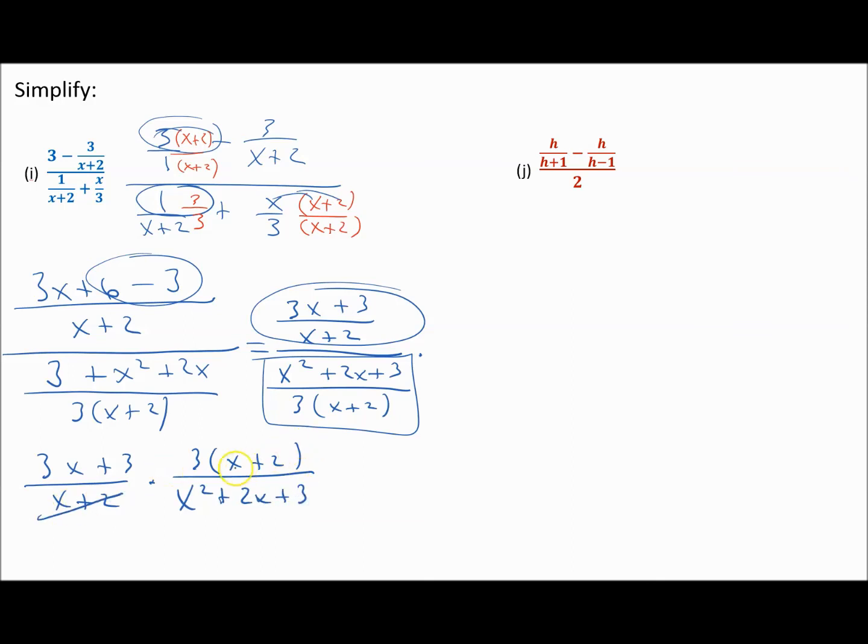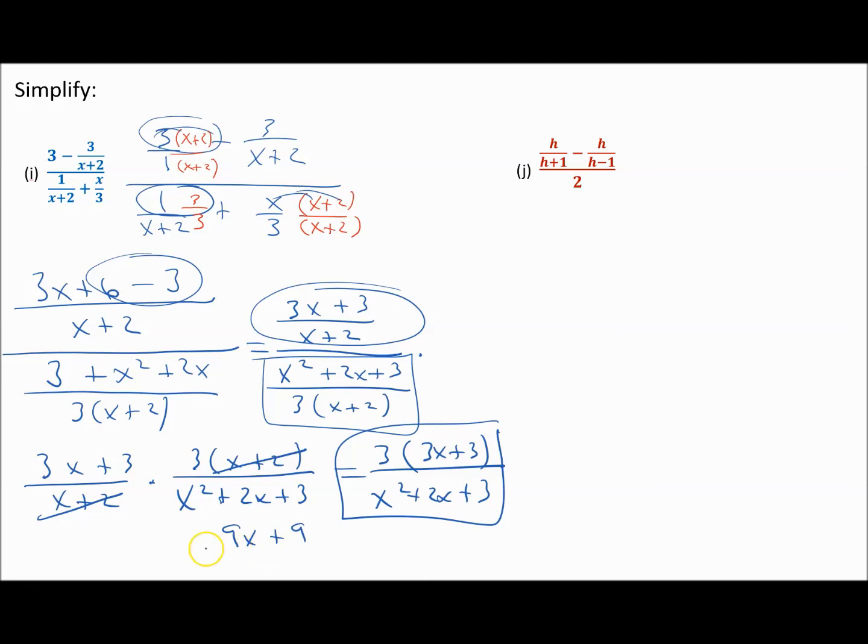Now this x plus 2 cancels with this one. And now my answer is this 3 times 3x plus 3, and I haven't multiplied that out yet, over x squared plus 2x plus 3. This is, to me, a perfectly suitable answer. It's fine. But you could distribute the 3 inside and say that is 9x plus 9 over x squared plus 2x plus 3. That's okay as well. Keep in mind, both of these are right. There's nothing wrong with either of these answers.